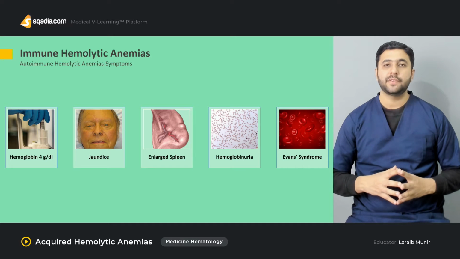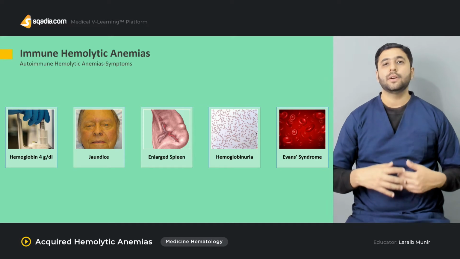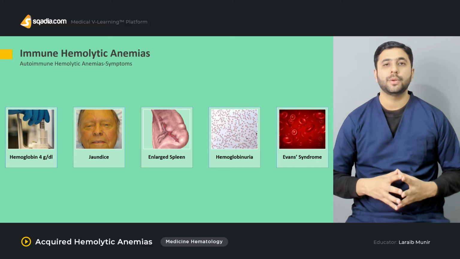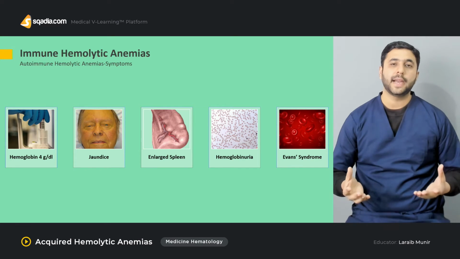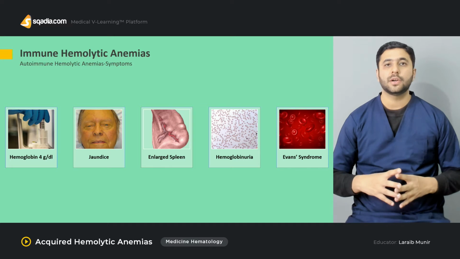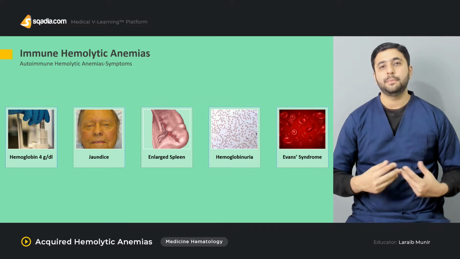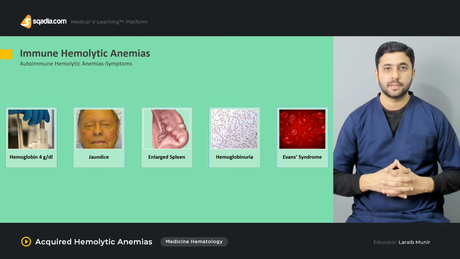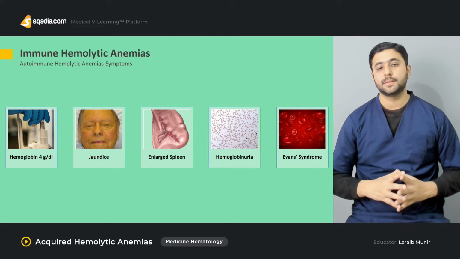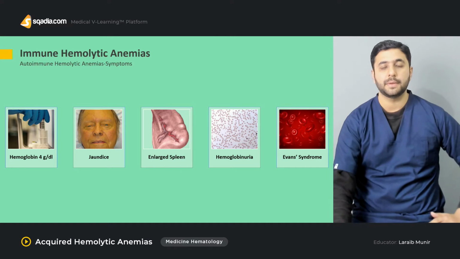What happens in this Evans syndrome is someone who is undergoing autoimmune hemolytic anemia can also undergo autoimmune thrombocytopenia, in which the autoimmunity can also break down the platelets, leading to a plethora of platelet problems like thrombocytopenia, bleeding diathesis, or fragility of the vessels. So these are the major signs and symptoms with which a person with an autoimmune hemolytic anemia generally presents.